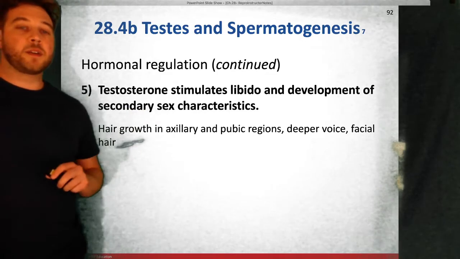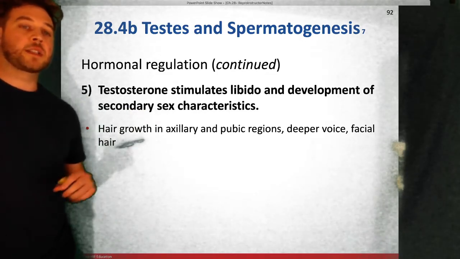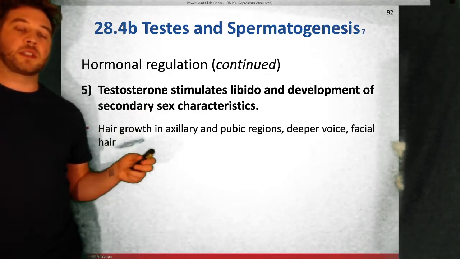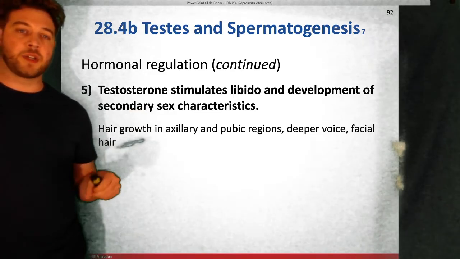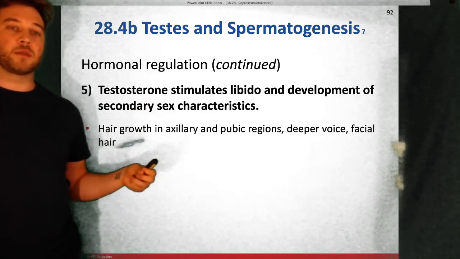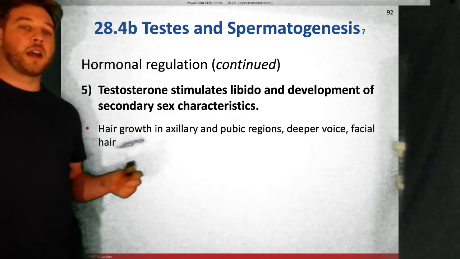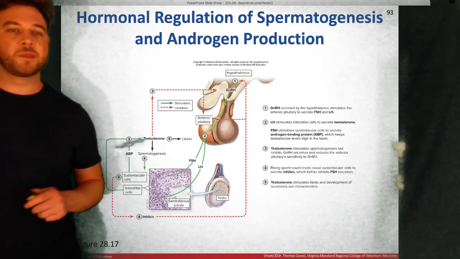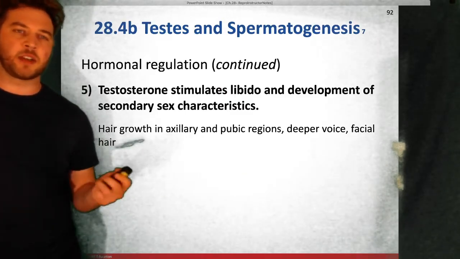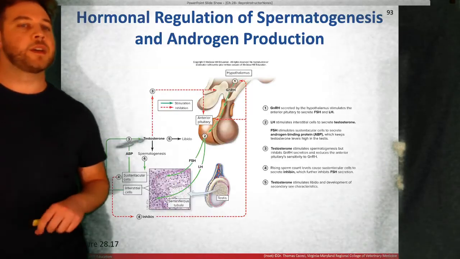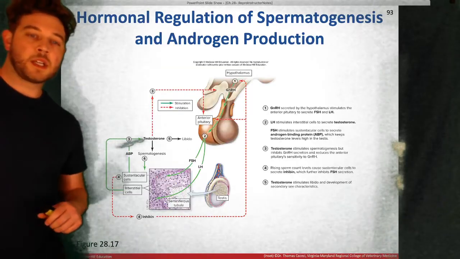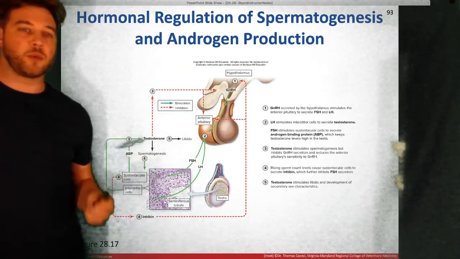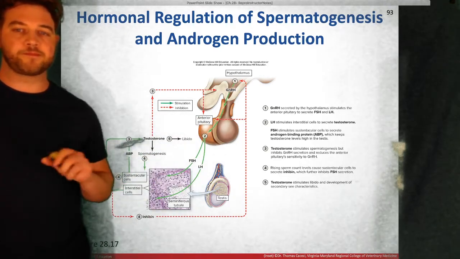Testosterone stimulates libido and development of the secondary characteristics: hair growth, a deeper voice from a thickening of the thyroid cartilage, or the laryngeal cartilage rather, and facial hair. Sometimes. Lots of varied secondary sexual characteristics. You should know the hormonal feedback loops for sure.